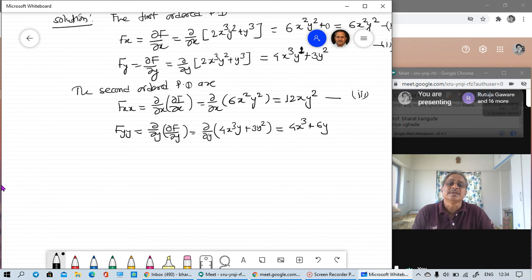4x cube plus 6y. So I got fyy is equal to 4x cube plus 6y. That is my equation number 4. Okay, and now let's go for the cross second order partial differentiation.